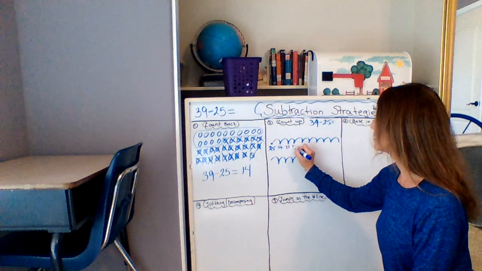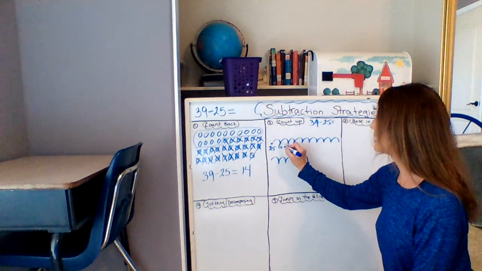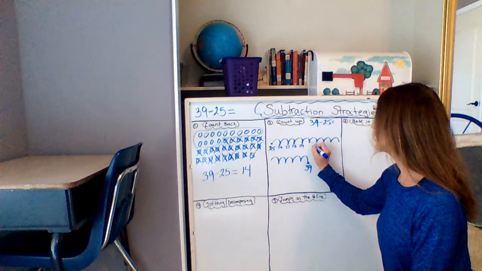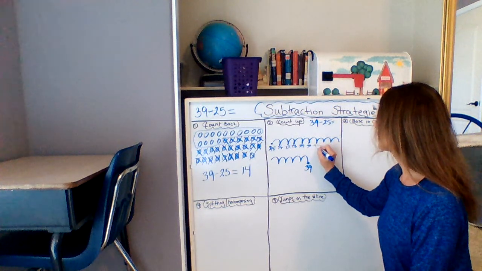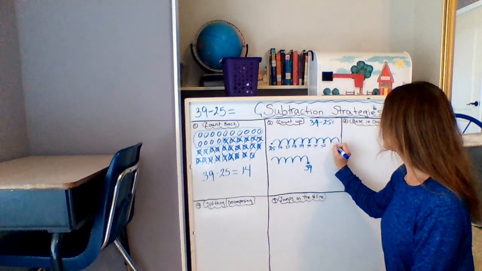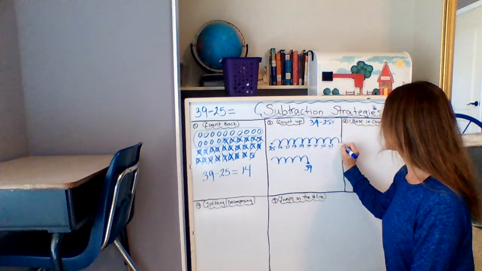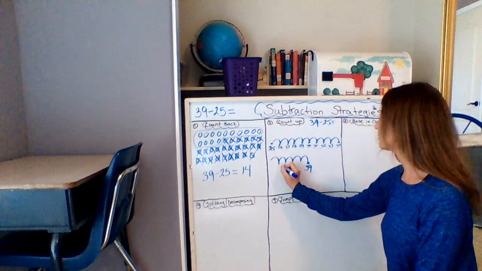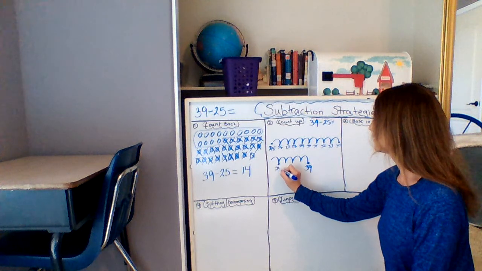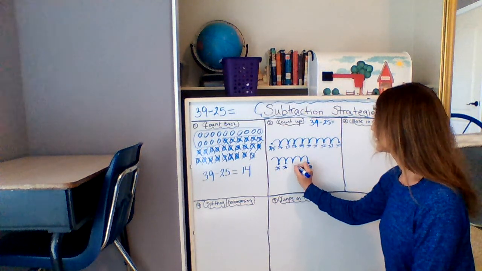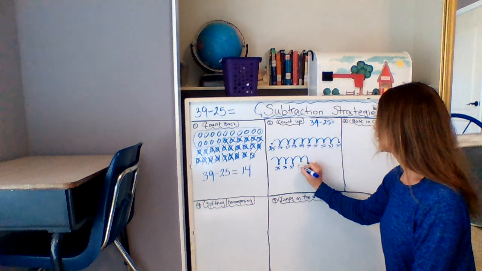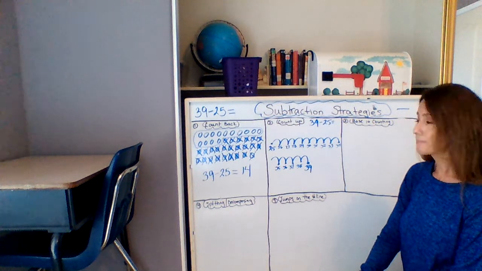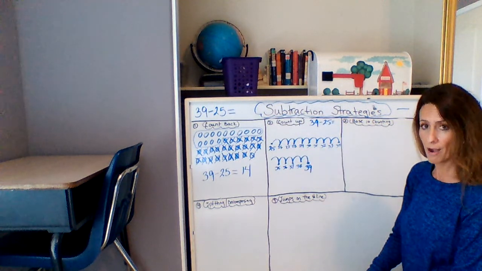I'm going to go ahead and fill in the rest. 26, 27, 28. Remember, every time you have a down hop, that's your point on your number line. 29, 30, 31, 32, 33, 34. This was not a down mark. It was actually still hopping. This was my down mark. 35, 36, 37, 38, 39. Okay, so now to get my answer, I have to count how many times I hopped.